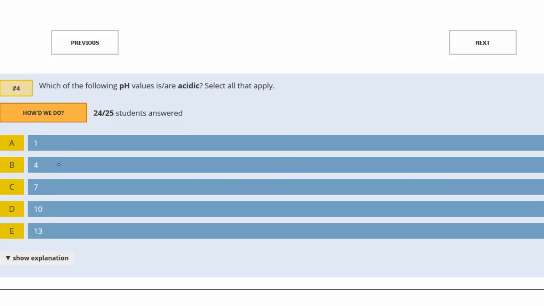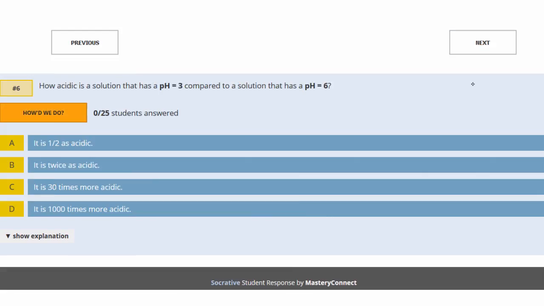And let's see how we did on that next one. All right. So kind of mirrored the other one. Well then, what we need to do, and then one more impression question. And the impression question is this one. Let's see what you know about pHs. You have an acidic solution that has a pH of 3, and we compare it to one that has a pH of 6. I'd like to know how acidic is the one at a pH of 3 compared to the one at a pH of 6. 5, 4, 3, 2, 1.